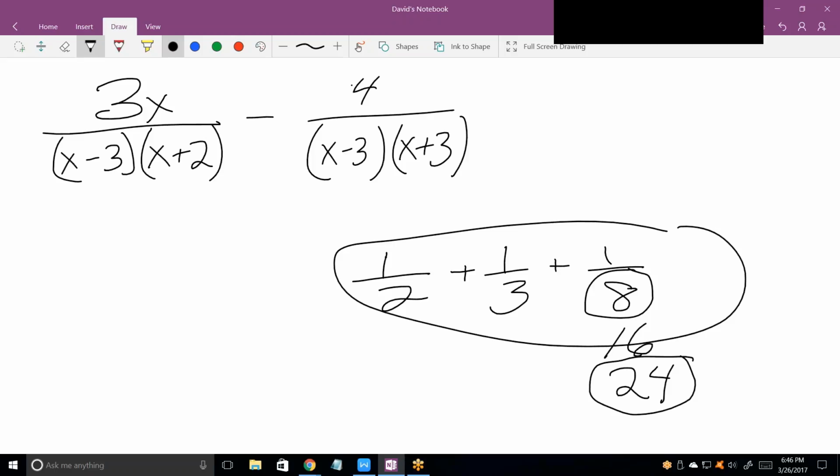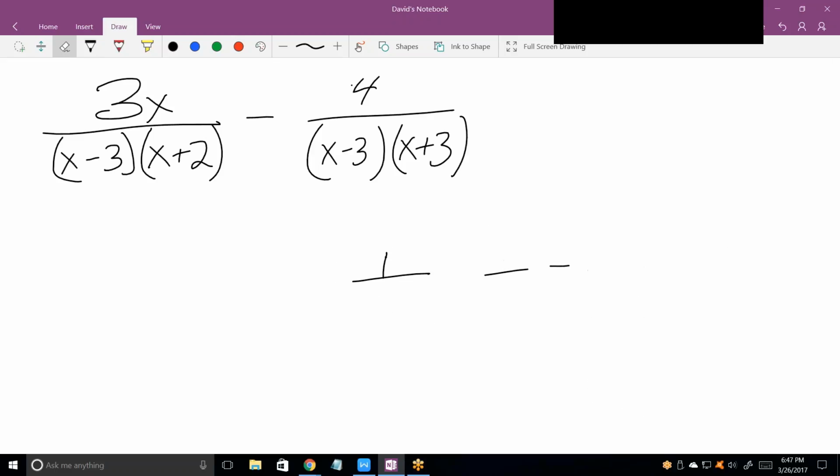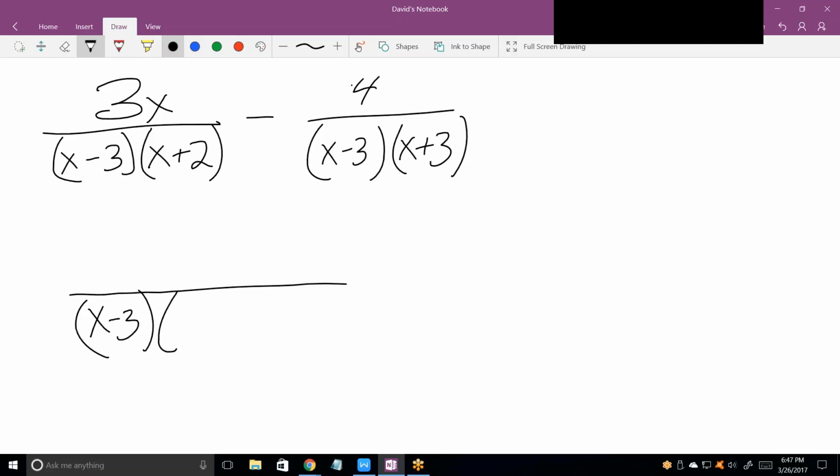You don't always just multiply everything together. What I'm looking for is a denominator, the smallest one possible, where all three denominators divide into it evenly. Well, let me suggest what that is here. There is my least common denominator.